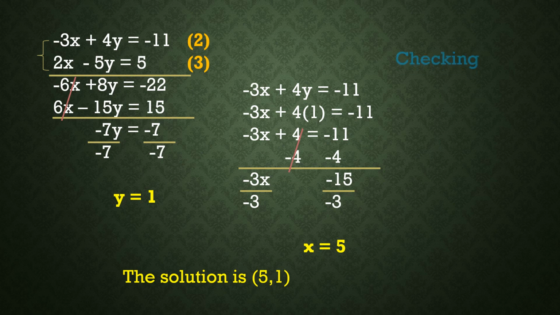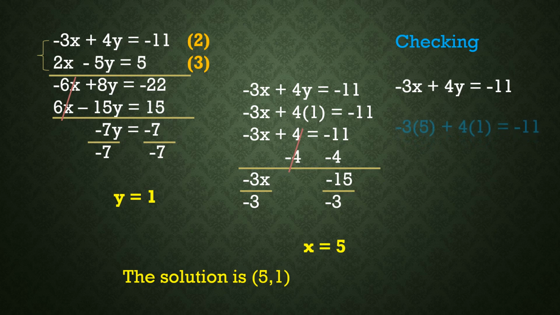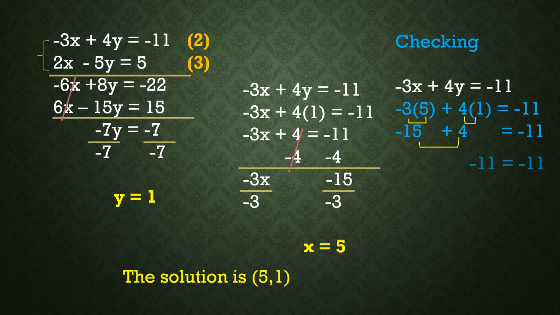For the checking, negative 3x plus 4y equals negative 11. Let us replace x and y by the values 5 and 1 respectively. So that will be negative 3 times 5 plus 4 times 1. Is that equal to negative 11? Negative 3 times 5 is negative 15. 4 times 1 is 4. Is that equal to negative 11? Negative 15 plus 4 is negative 11 equals negative 11.